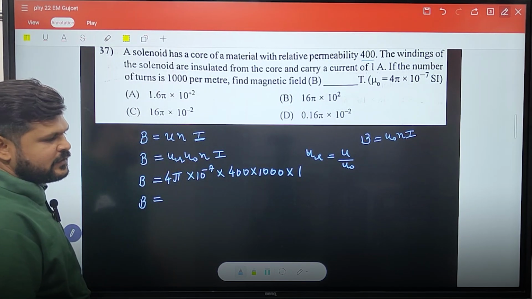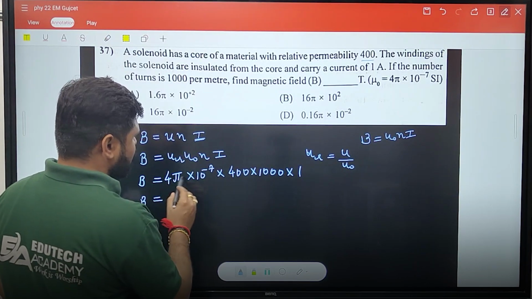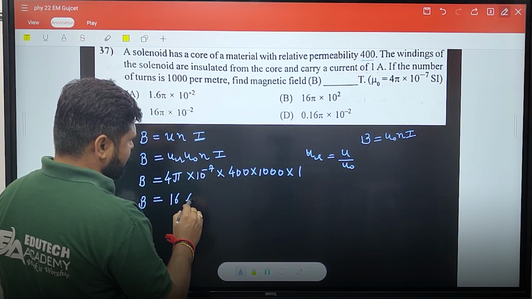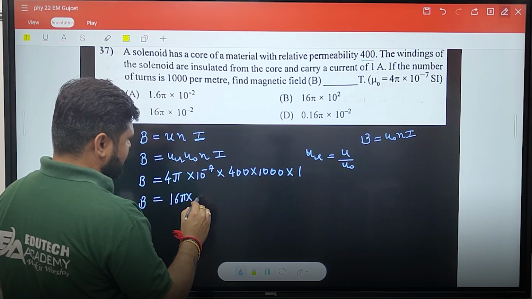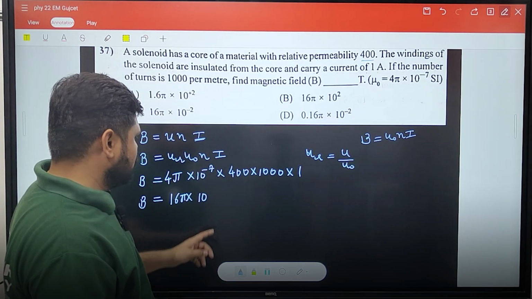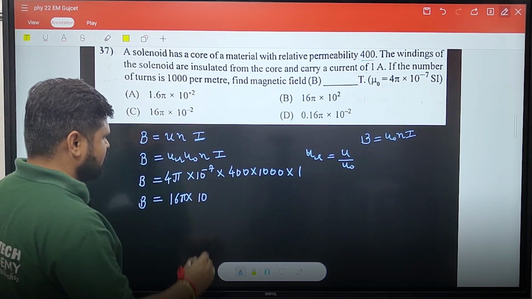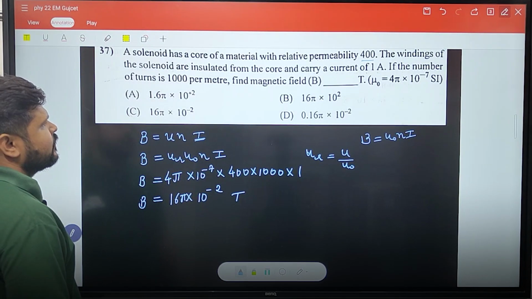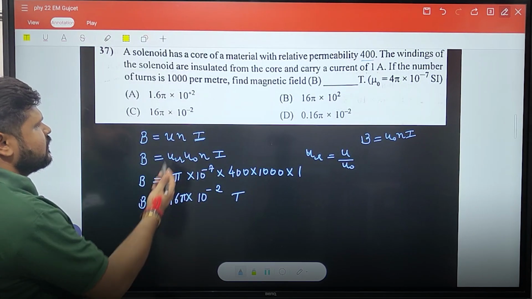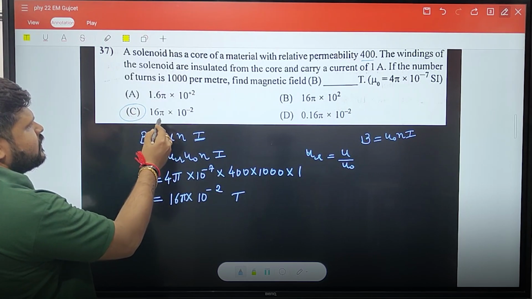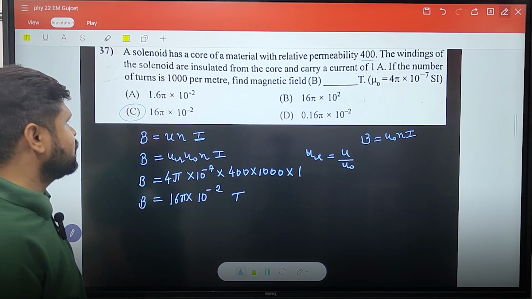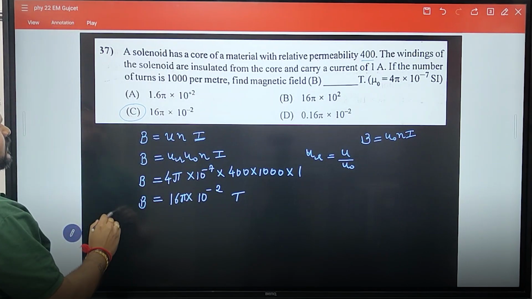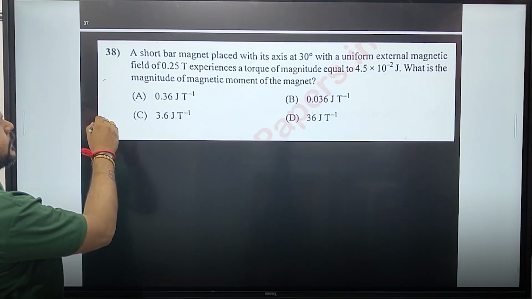So you can find the answer. The answer is in terms of π only. So 4 into 4 is 16π into 10 raised to minus 2 Tesla. Yes, this is option C, that is 16π into 10 raised to minus 2 Tesla. Next MCQ, 38th MCQ.